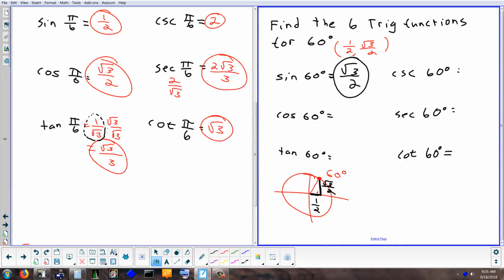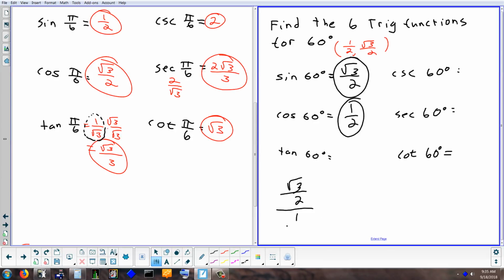Derek, how about the cosine? 1/2. Yep. Cosine is a half. And now the tangent, I'm just going to erase this, is y divided by x. Okay, when you divide those two fractions, what cancels out? The 2's are gone, and all you're left with is square root of 3. Now we flip everything to get the other ones.